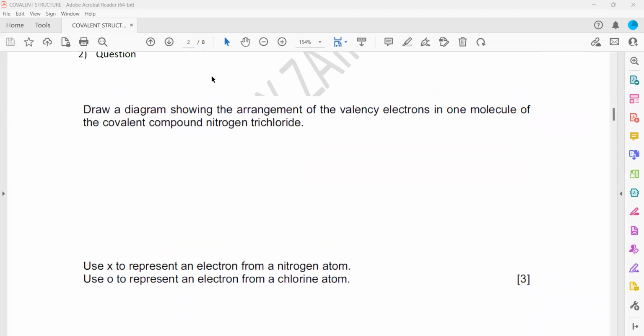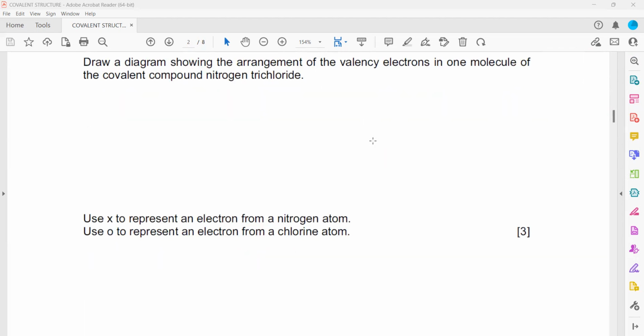Then draw a diagram to show the arrangement of valency electrons in one molecule of nitrogen trichloride. Nitrogen trichloride means nitrogen and 3 chlorine. So we draw nitrogen with 3 chlorine around it, because the one with the least number of atoms should be the center and the neighbors will be the ones with the greater number. Then we check which group they belong to.